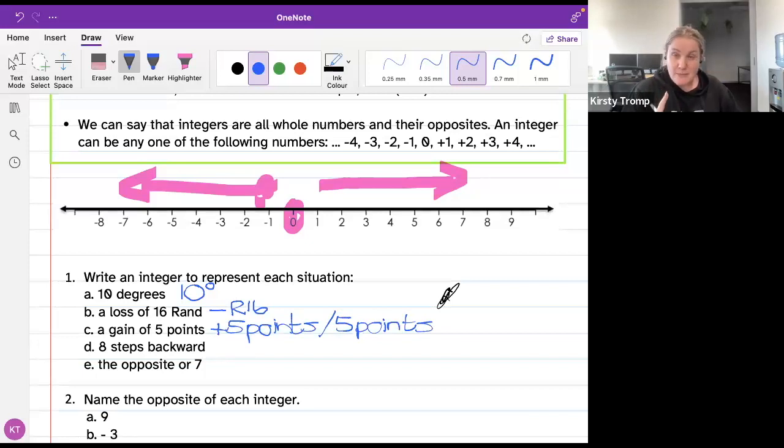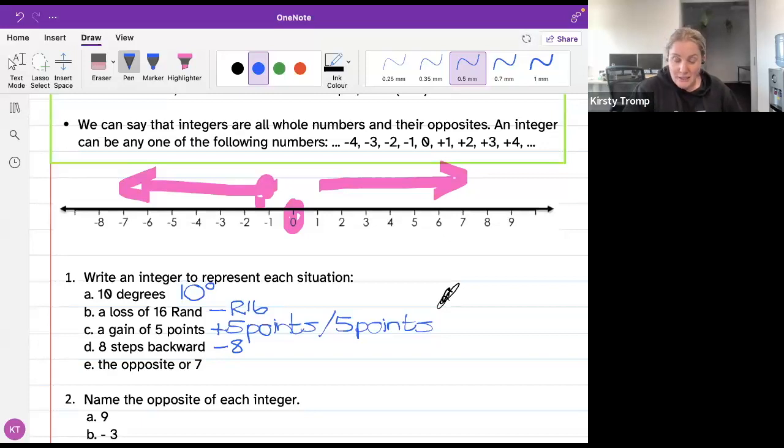8 steps, and we must always make sure we read the full question. 8 steps backward. 8 steps backward. If I'm going backwards, is that positive or is that negative? If I'm going backwards, good, I'm seeing minus. So negative 8. Very nice, well done.